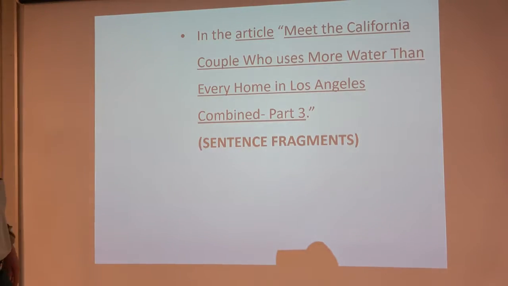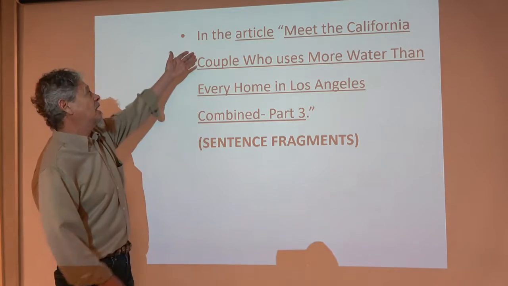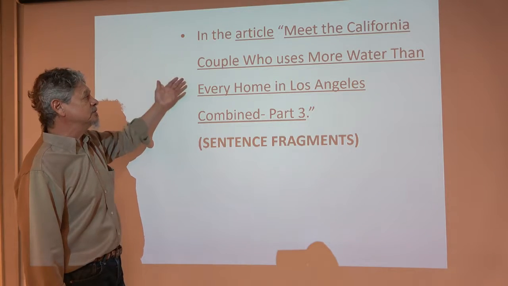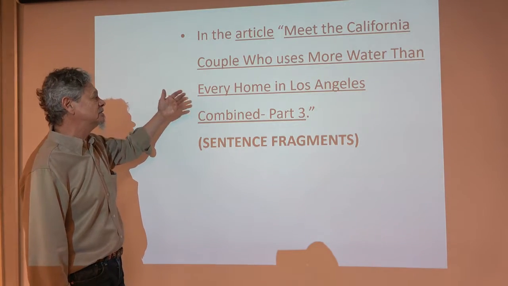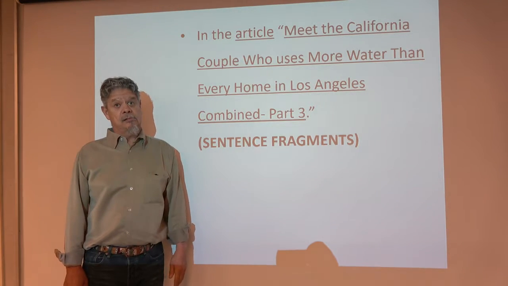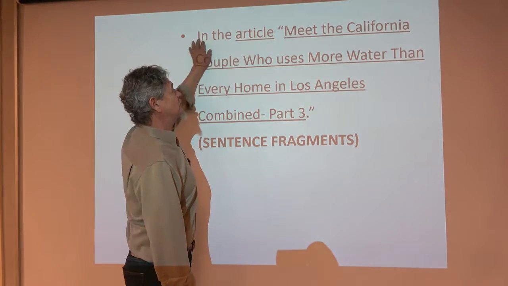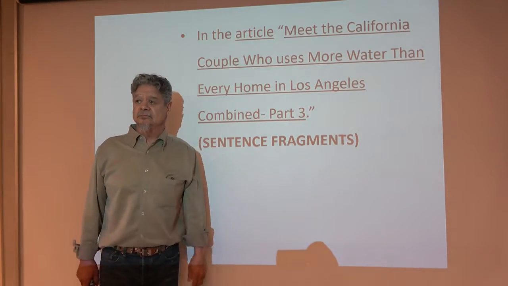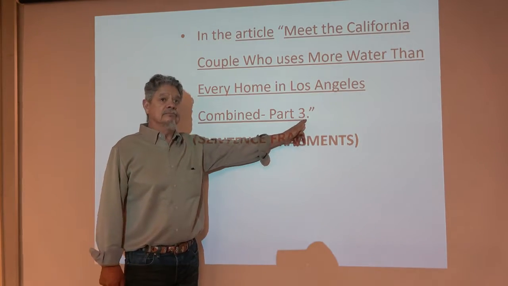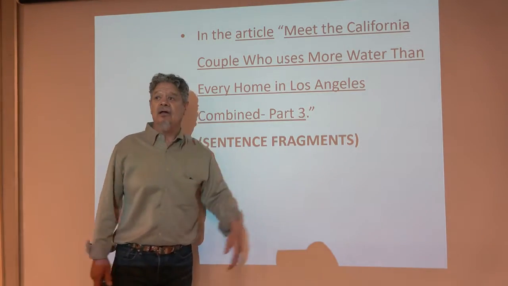Do I have one more? I sure do. At the beginning of one of the summaries, I saw this: In the article, meet the California couple who uses more water than every home in Los Angeles combined. Part 3, period. Prepositional phrase and then the title of the article. No subject, no verb. A period shouldn't be there. You need an independent clause.